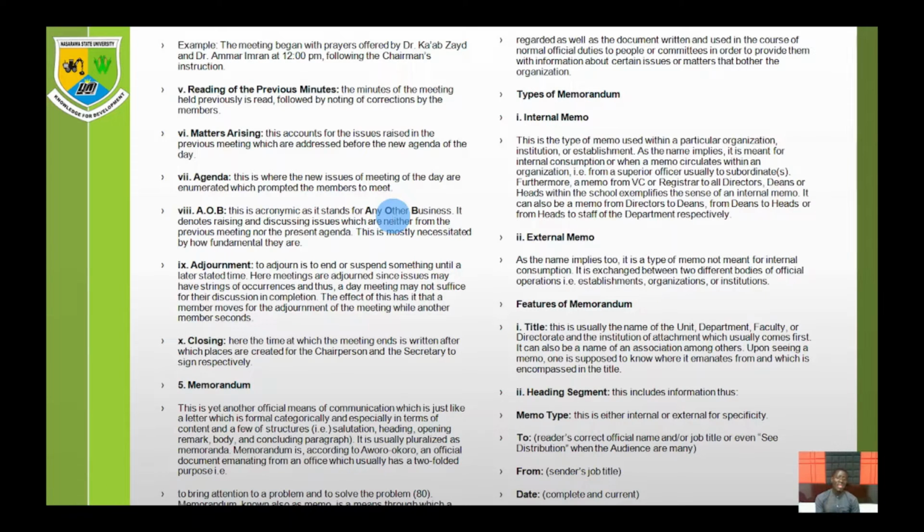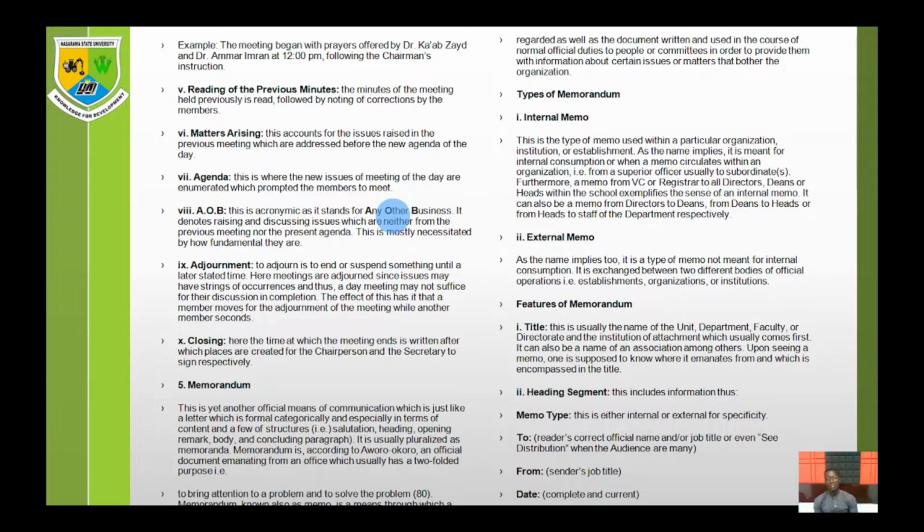It denotes raising and discussing issues which are neither from the previous meeting nor the present agenda. For instance, matters arising accounts for issues raised in the previous meeting that have to be addressed before the present agenda, and the present agenda has to do with issues that you gather for the meeting about. Then AOB is something neither from the previous meeting nor part of the agenda presently at hand. It is something somebody brings into focus in the meeting because of its relevance and its own call for attention.